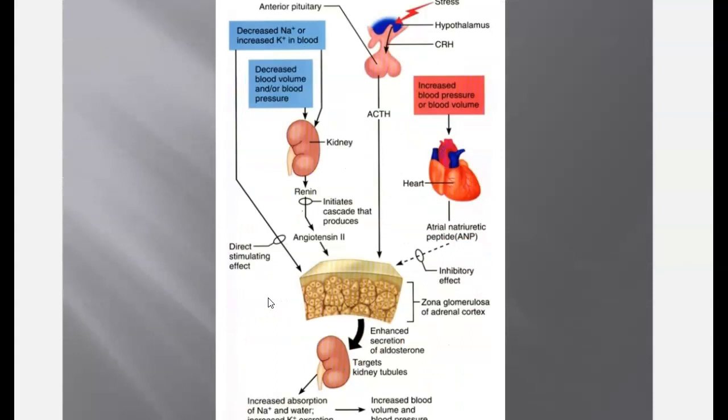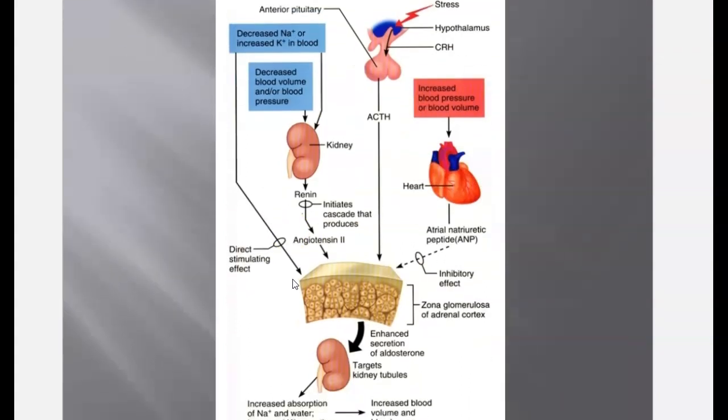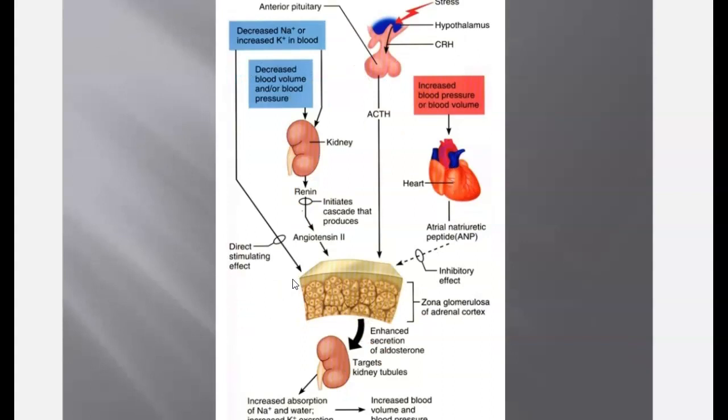I found this one and stuck it in there, and I haven't looked at it too much. It's pretty fascinating. I just found it recently. But this is for your RAS system, and RAS is your renin, angiotensin, aldosterone system, and it has to do with blood volume and blood pressure, and it's how the kidneys are measuring your blood pressure. And your blood pressure is directly related to your blood volume.